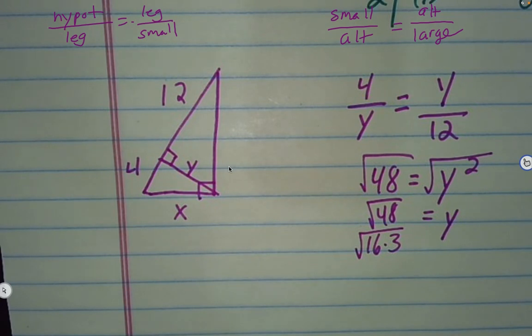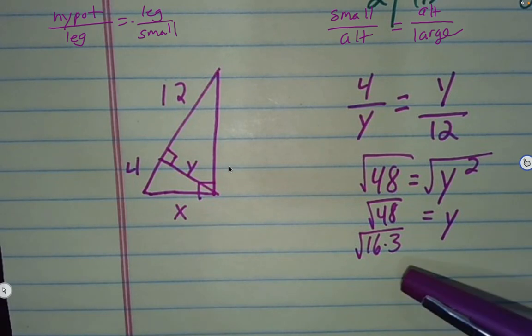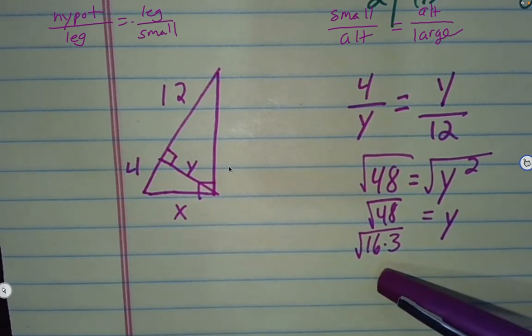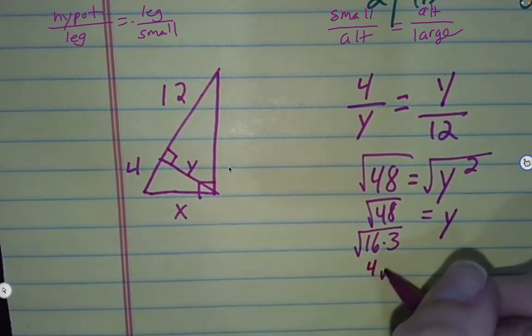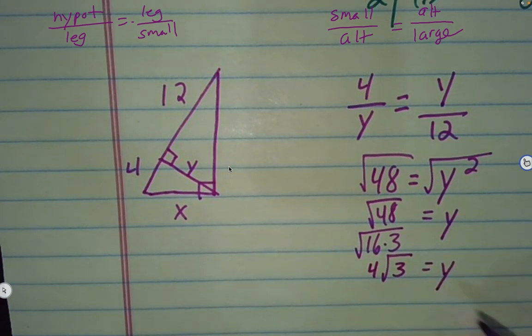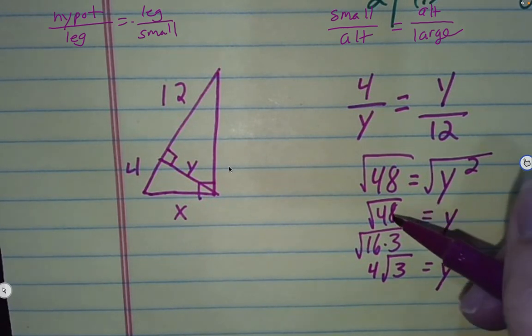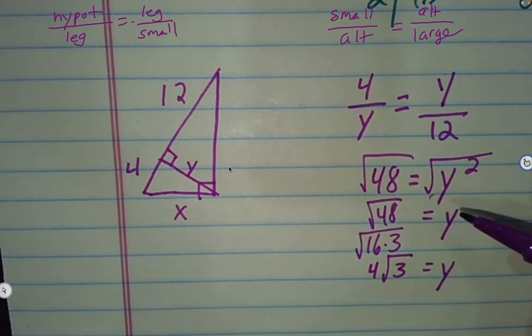Does 16 go into 48? Yes, 3 times. So, what's the square root of 16? 4. So, this is the real actual answer. We didn't really learn that in Algebra 1. They assume we do. So, we will learn that in Algebra 2. 7 times 7 is 49. Now, if you stopped here, I won't take off this year.